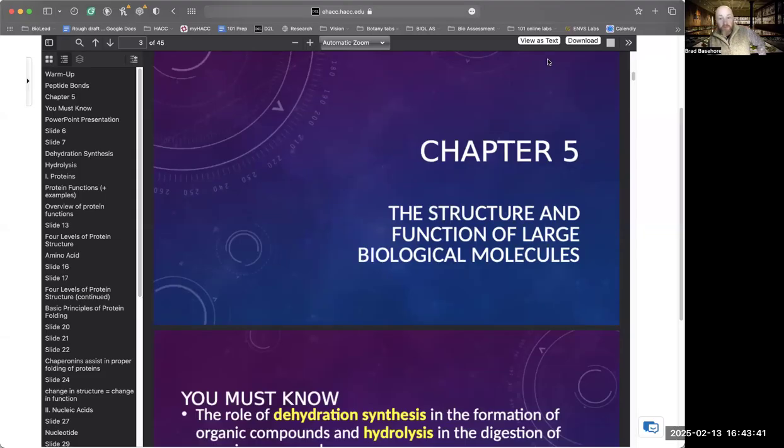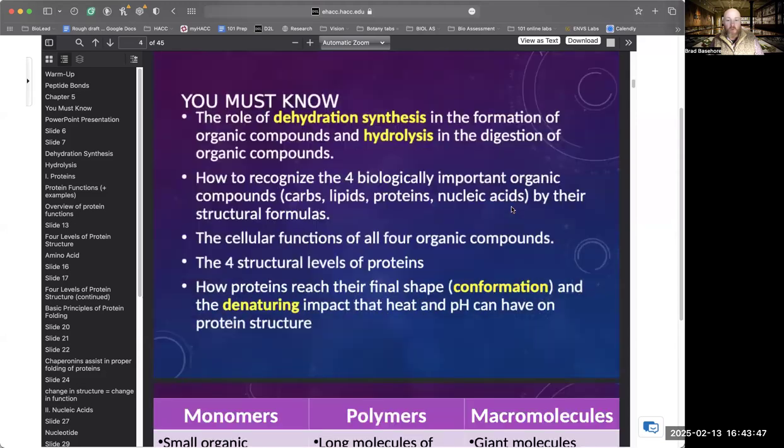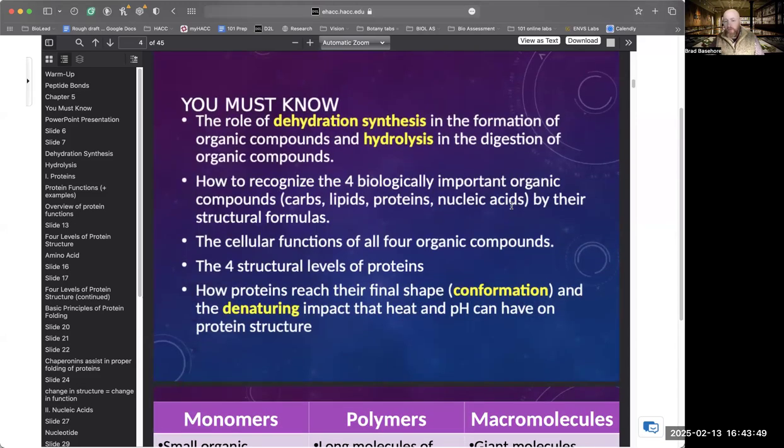Everybody, welcome to chapter 5. This is the biological macromolecules chapter. What we're going to talk about is how the major biological molecules that your body uses form, and how they break down. We'll discuss the four major categories of biological molecules and their roles in different organisms' bodies. So, what do they do?